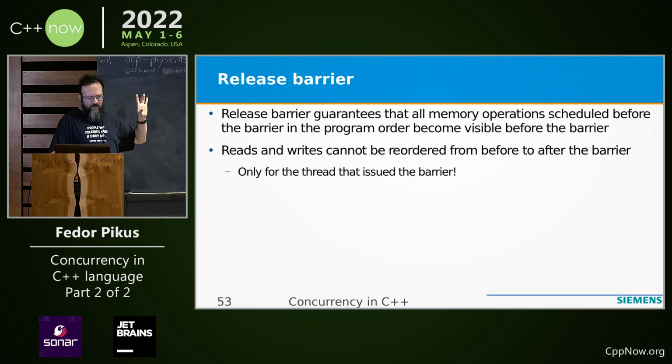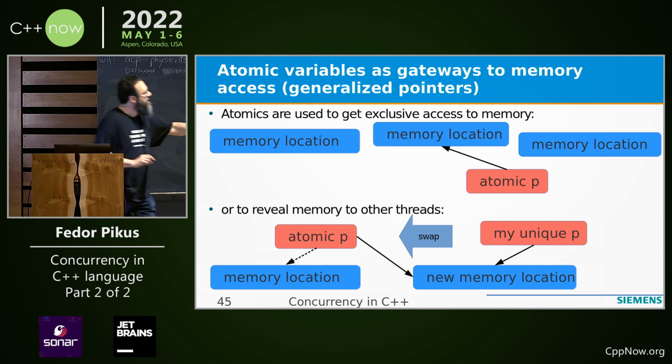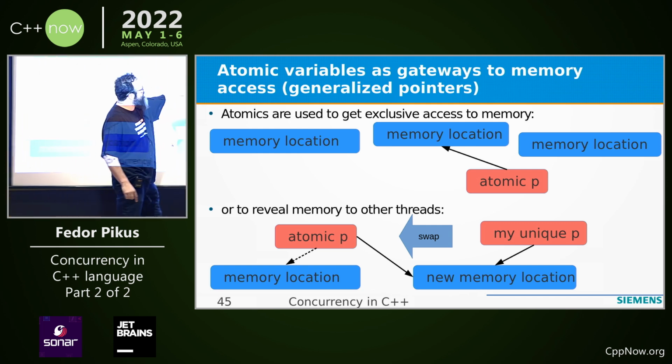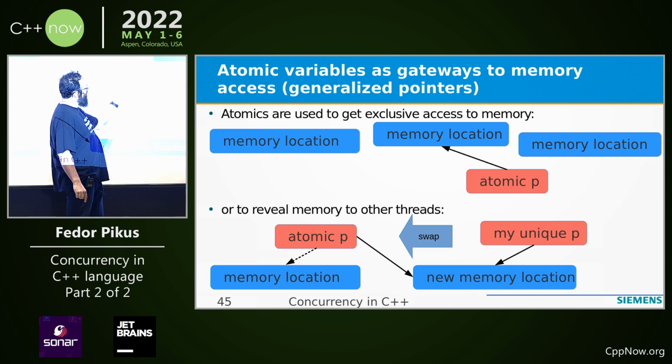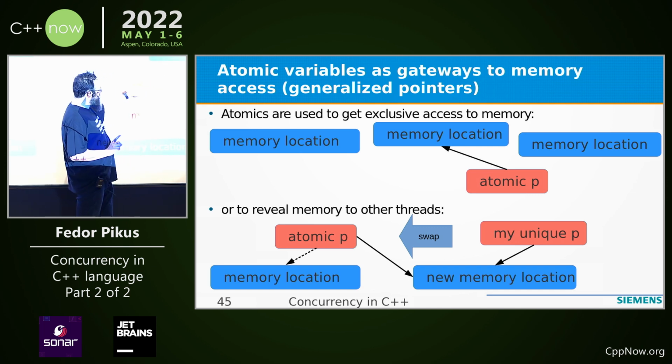So let's go back to the publishing protocol, just to illustrate. I'm preparing that. I'm writing into that. And then I'm going to atomically update my pointer. If I do that not just atomically, but with the release barrier, I'll have a guarantee that all the writes that were done in program order before the release barrier will become visible to any other thread that observes this change in the atomic pointer.